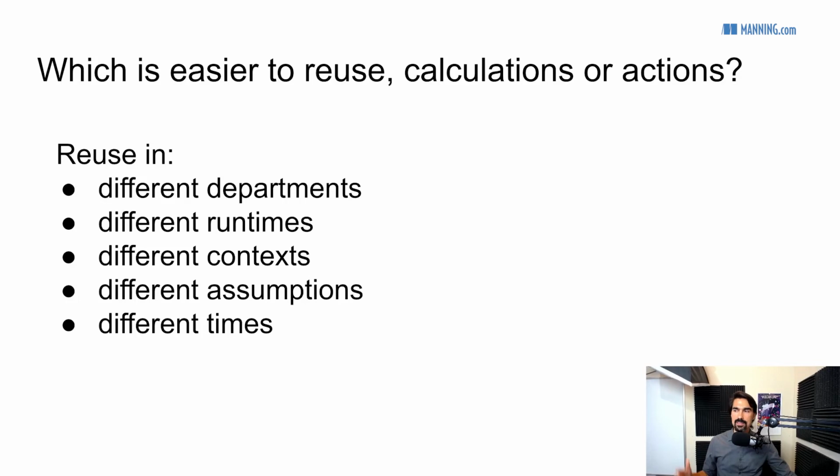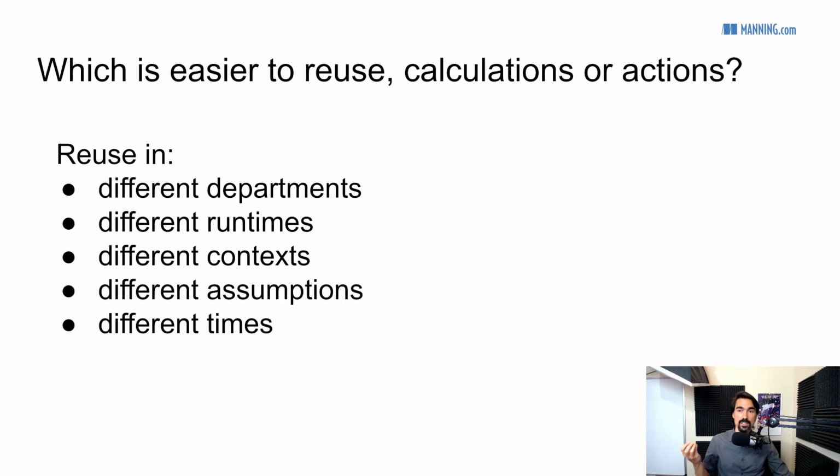So I'm just going to ask it like this: which is easier to reuse, calculations or actions? When we're talking about reuse, we are talking about taking some code and using it in different departments, different runtimes. Meaning you could run it on the server in Node or in the browser, or what have you, depending on the language you're using, different contexts.